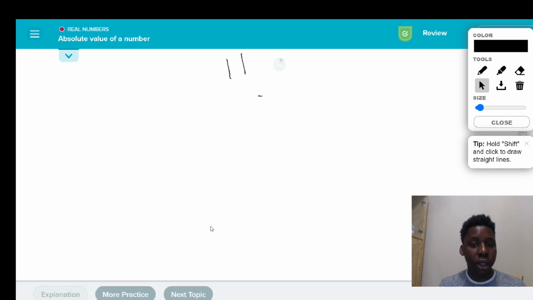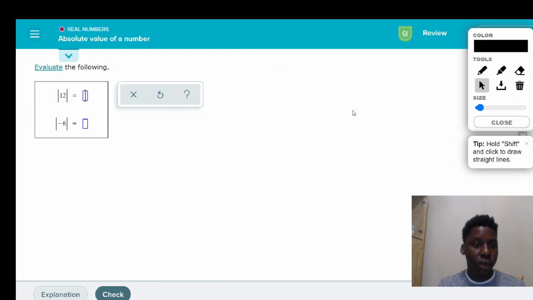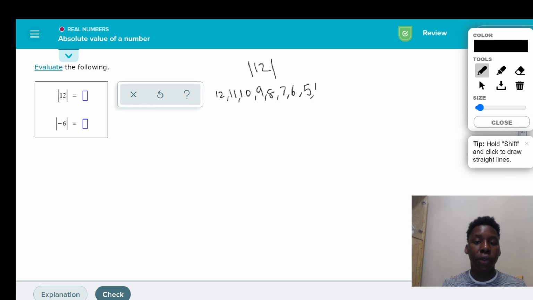So let's go for more practice. Based on what I just said in the previous video, you can try to test your knowledge on this. Okay, let's go for this. This is telling us to find the absolute value of 12. So we have to find how many steps it takes for 12 to get to zero. You have to count 12 downwards in this case. It's 12, 11, 10, 9, 8, 7, 6, 5, 4, 3, 2, 1.